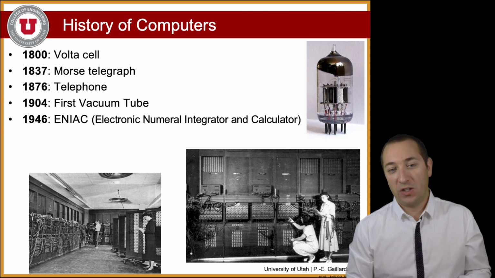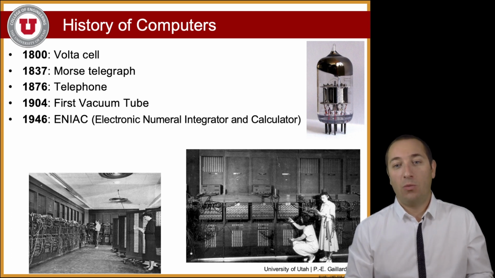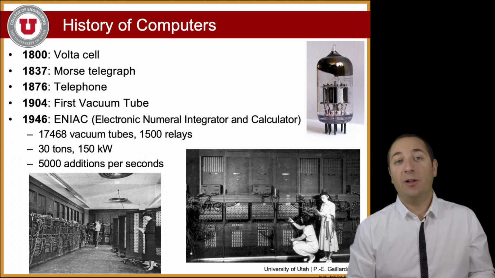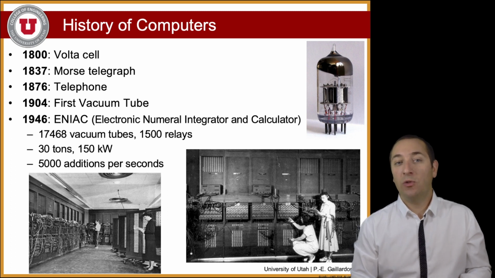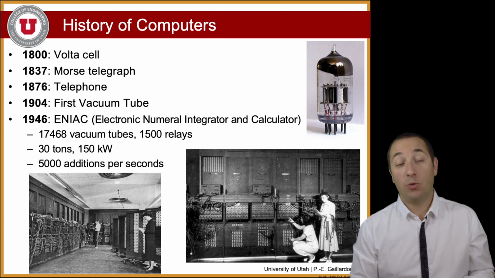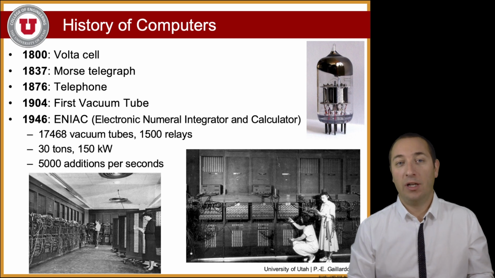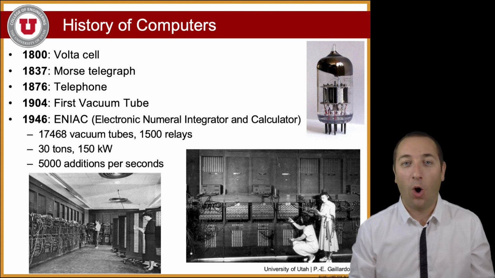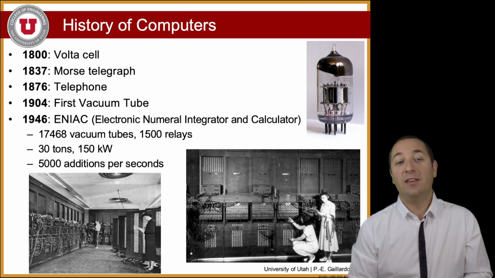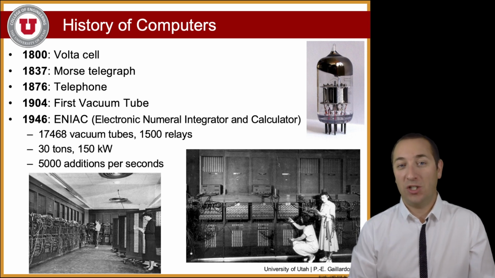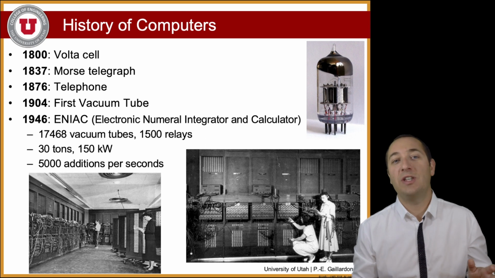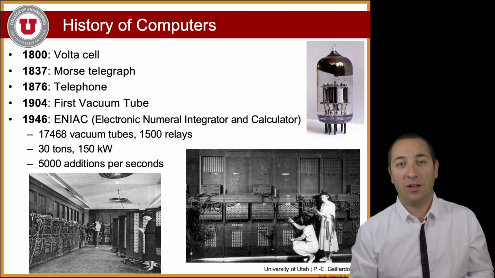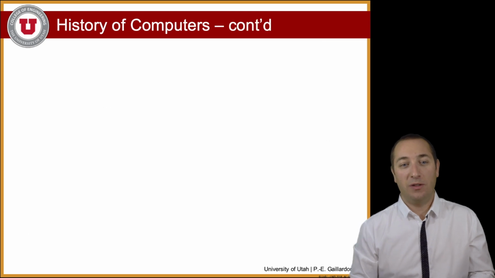In 1946, this machine called ENIAC was actually the first computer, and it was built around 17,000 vacuum tubes and 1,500 relays. It weighed 30 tons and was burning 150 kilowatts of power. Can you believe that? 150 kilowatts of power. That's to be compared to the power consumption of a bulb, which would be 100 watts for an incandescent light. And this was only doing 5,000 additions per second. Needless to say, this was still a very important machine and opened a completely new field.